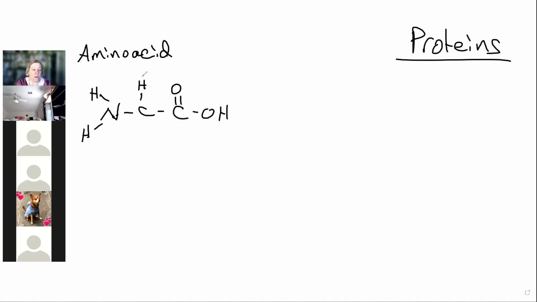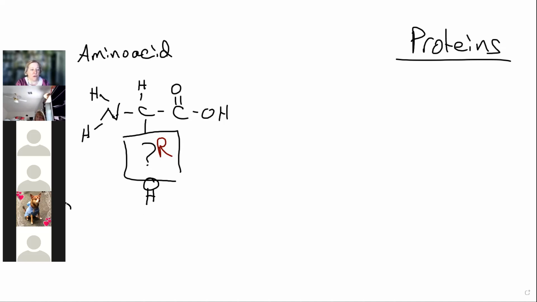Now, this first carbon always has a hydrogen sticking up, but here I can put all sorts of groups. It just depends upon which amino acid it is. So we call this the R group, or the side chain. And I can put all sorts of different kinds of side chains. I can put an H here, which would make this side chain hydrophobic. I can put an OH, which would make it hydrophilic.